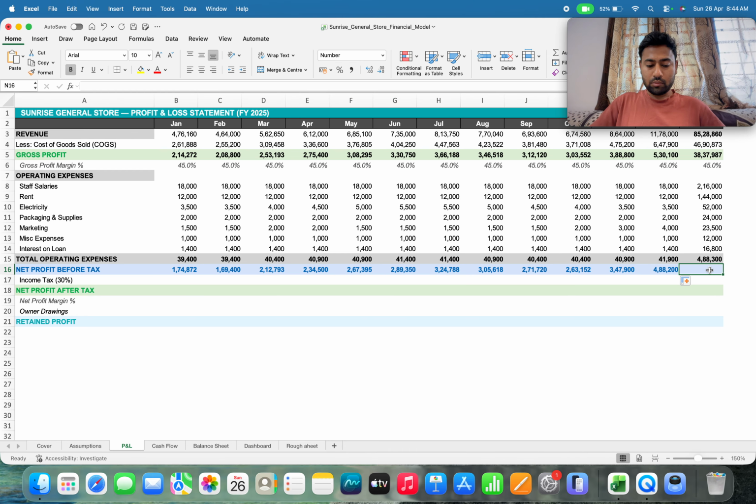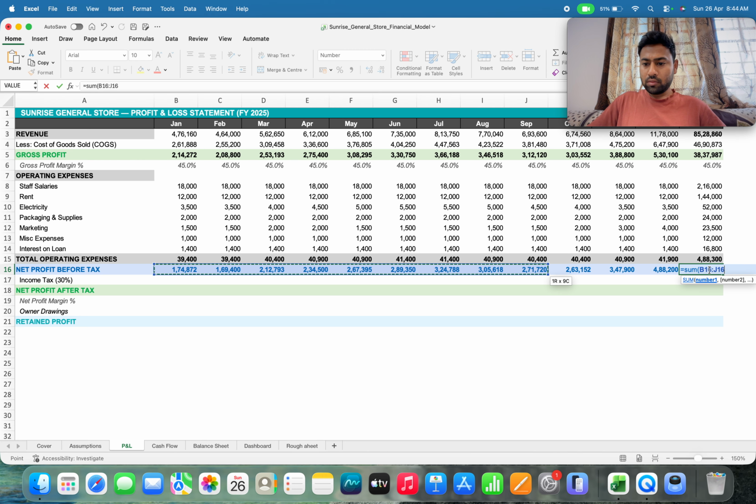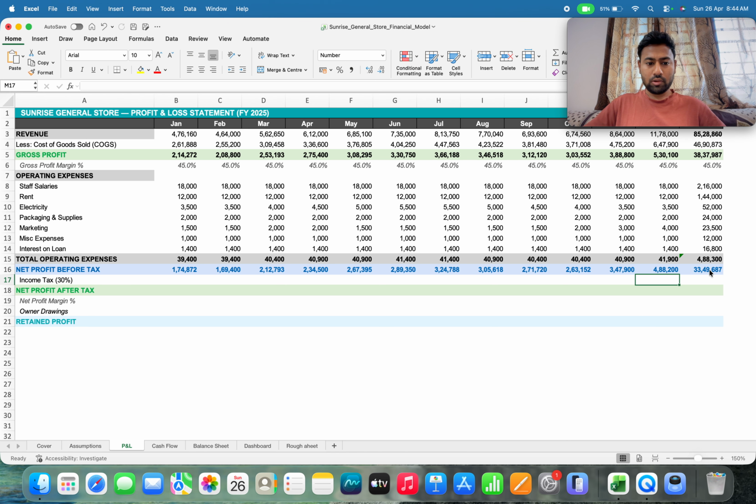Have to do summation, equal to sum bracket close, done.